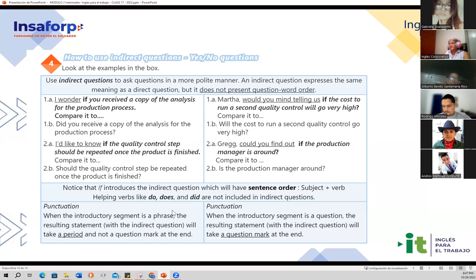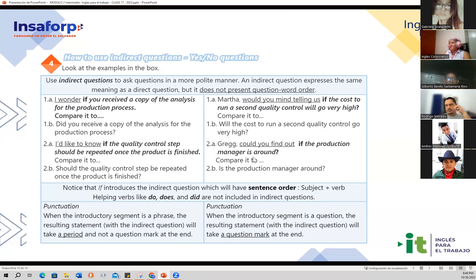Okay. So in this case, the difference is when it's a phrase, it doesn't have a question mark, okay? But when it's a question, it does. In this case, "I wonder if" is a phrase. The segment is a phrase. But in this case, "Would you mind?" is a question. "Could you find?" is a question. So in that case, yes, we'll have a question mark.